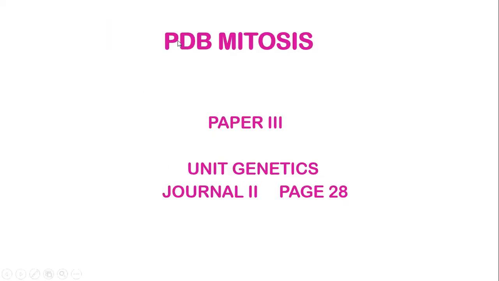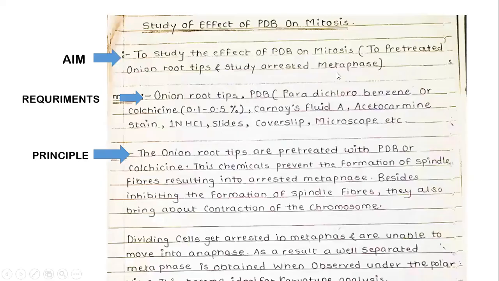The onion root tips which you're going to use for making the slide for mitosis will be PDB treated onion root tips. Now, what is PDB? PDB, full form is para dichlorobenzene. If this is not available, there is one more option, a chemical called colchicine. You can make either 0.1 to 0.5%.